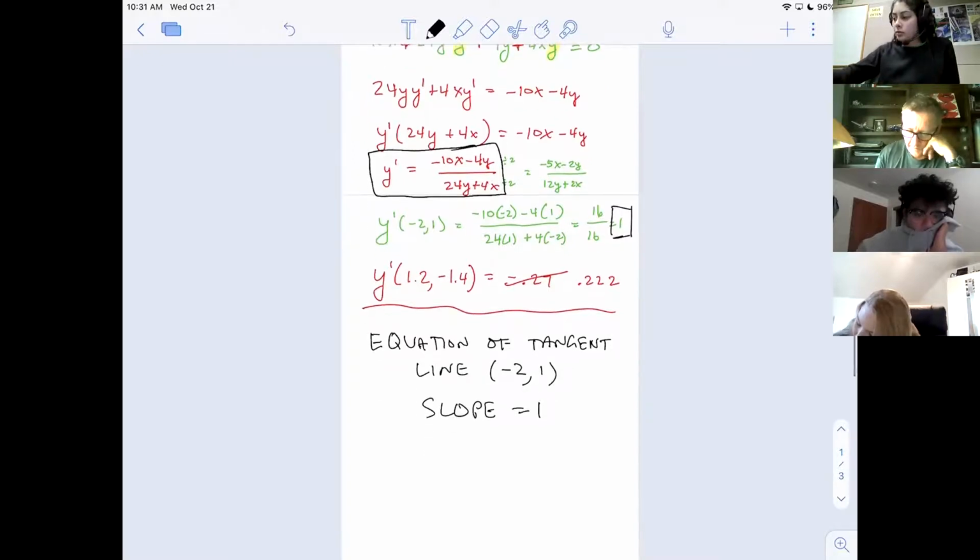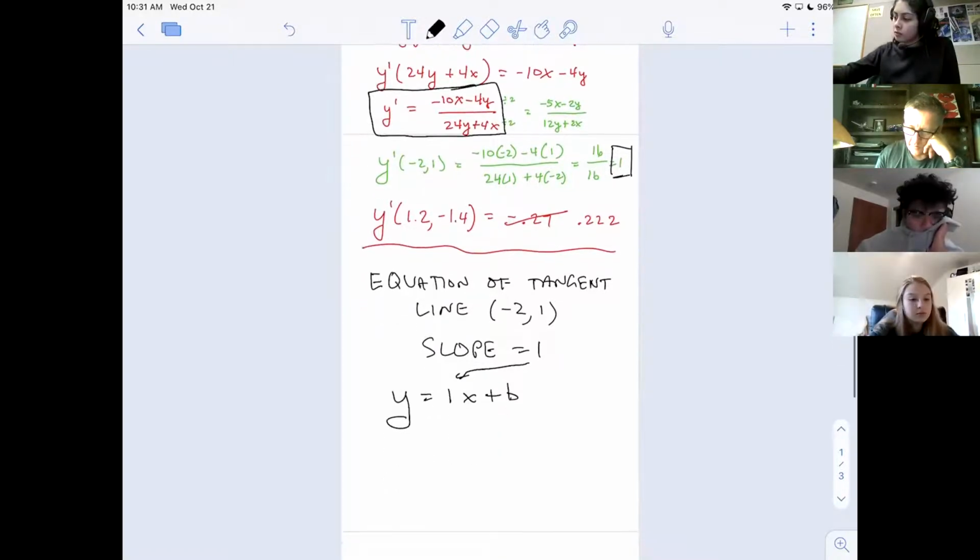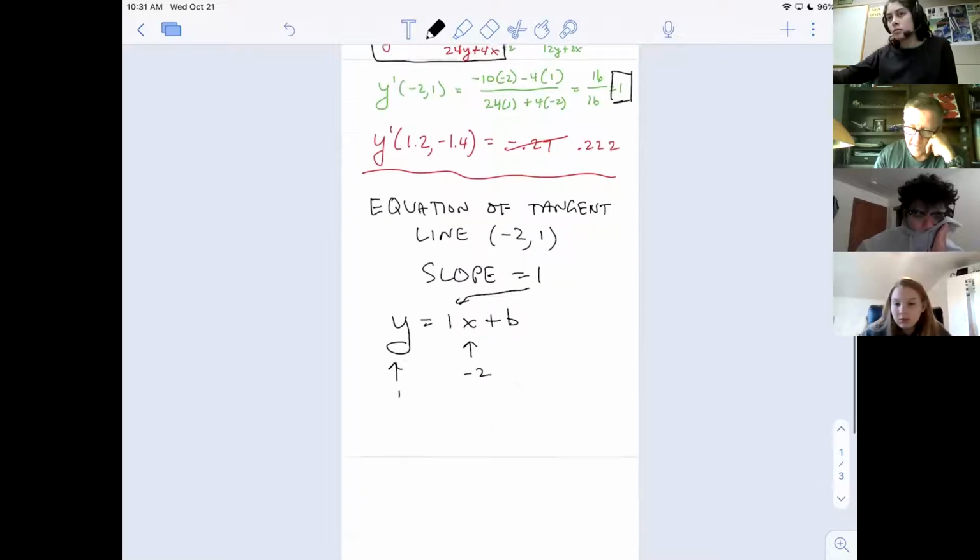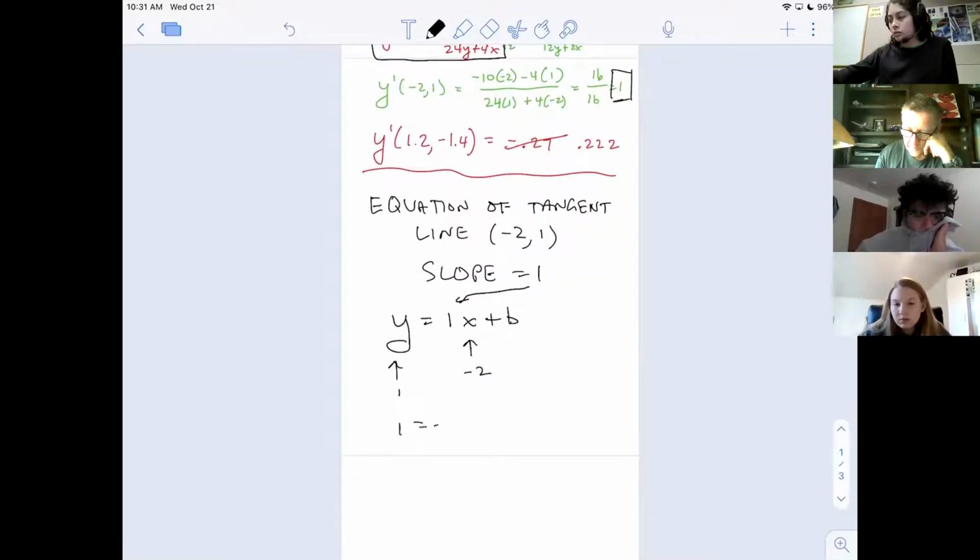So again, my logic is the easiest way to do this is to stick the slope in where it belongs and then say, oh, the point x is -2, y is 1 has to be true because the line goes through that point. So that'd be 1 equals -2. The only way that happens is if b is 3.